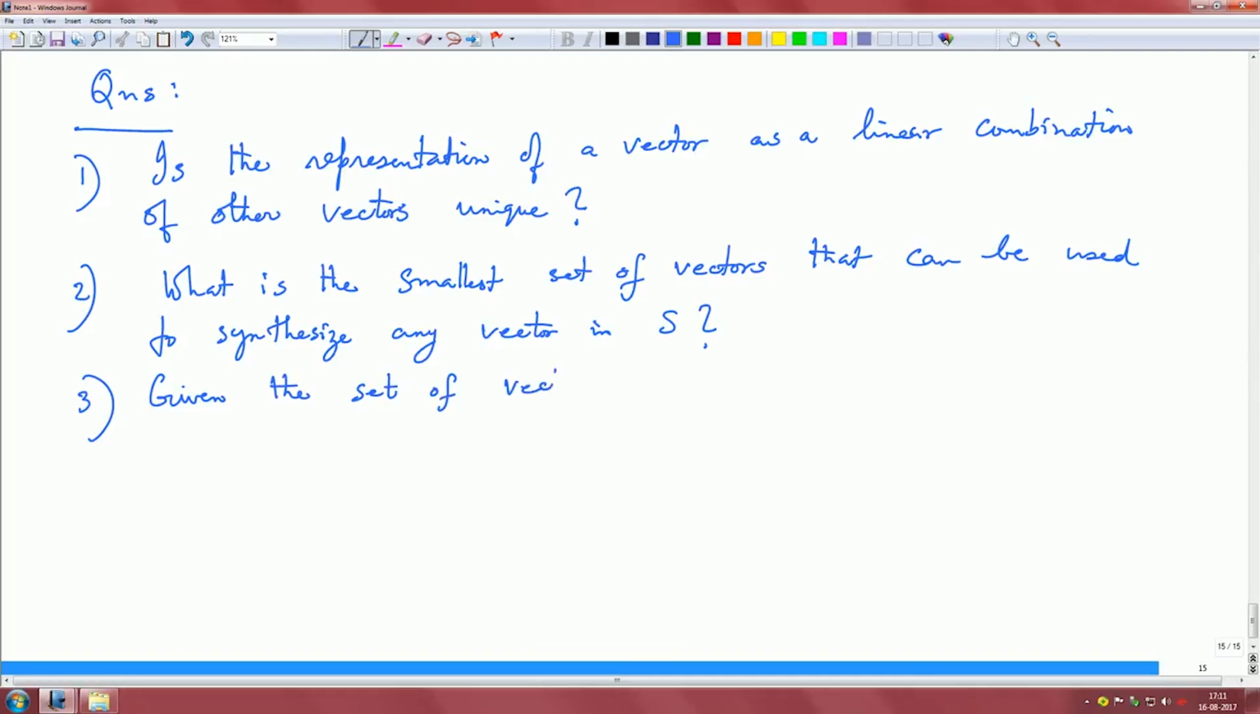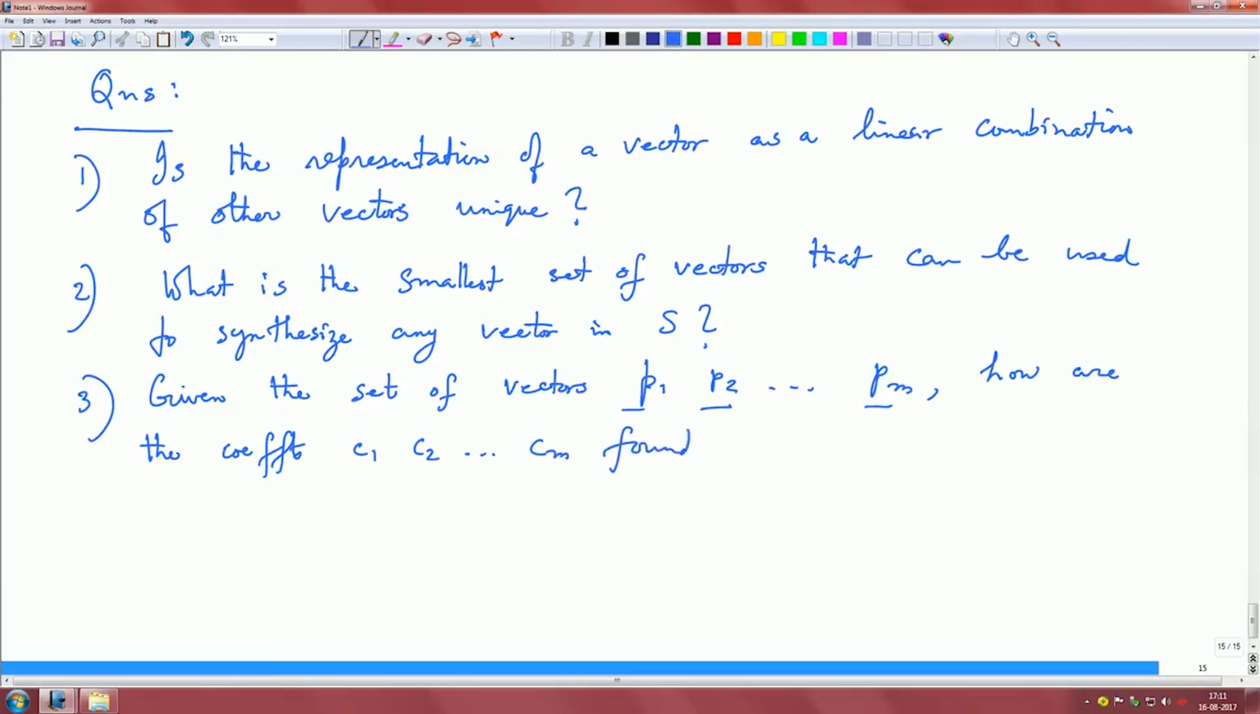Given the set of vectors P1, P2 so on till Pm, how are the coefficients C1, C2 so on till Cm found to represent X? Right, this is a basic question. If you were to think about it, if you know the answer, probably you will rattle it off.